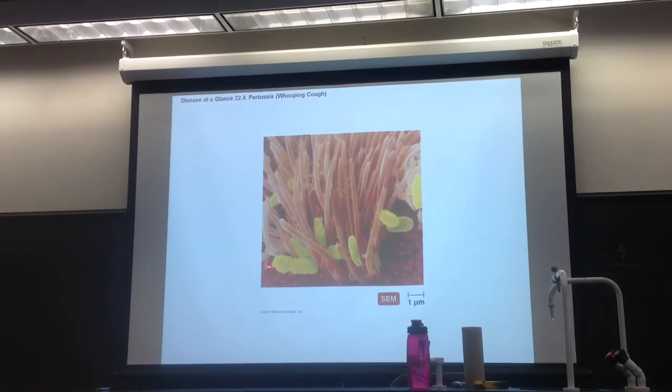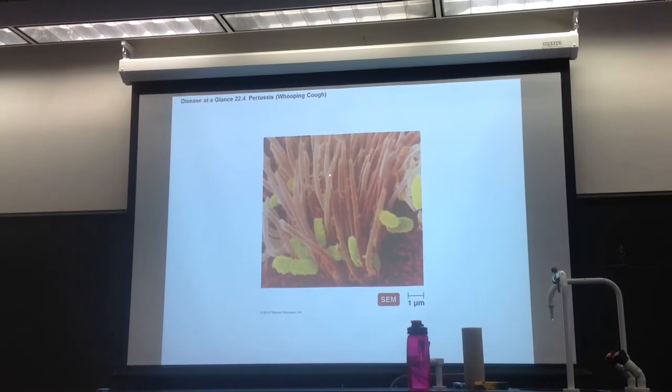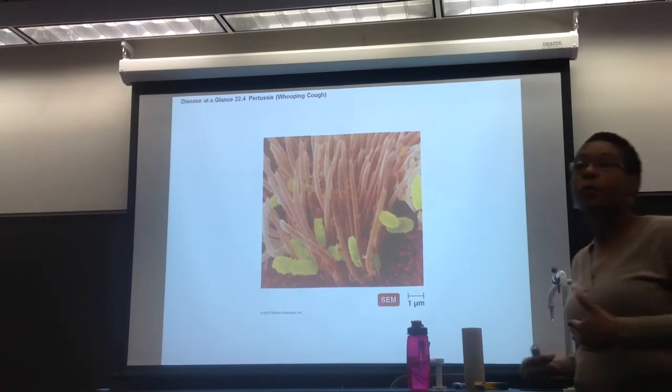Here is Bordetella pertussis growing along those cells. You see those cilia? Those cilia will stop working because of that toxin. Which means they can't get rid of all the mucus, and it builds up in your lungs. And you end up with that whooping cough.